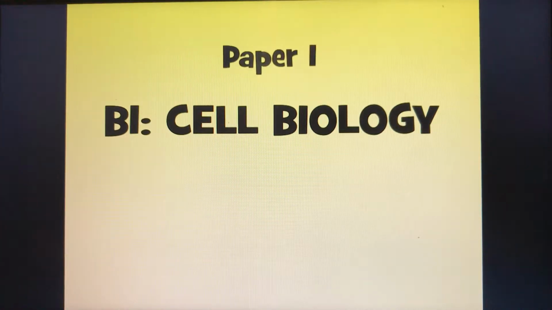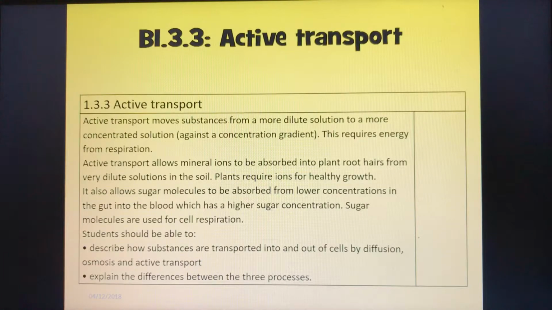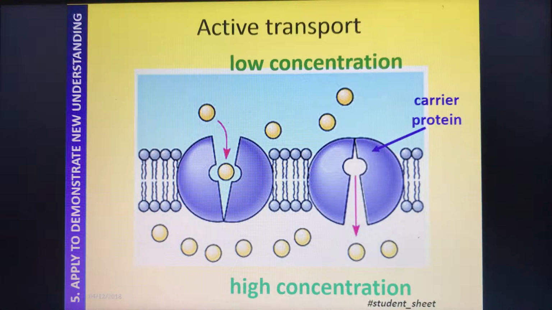This is a B1 cell biology topic looking at transport in cells, focusing on active transport. Now, active transport is where particles are moving from a low concentration to a high concentration. And I always think about active transport as being a bit greedy, okay?